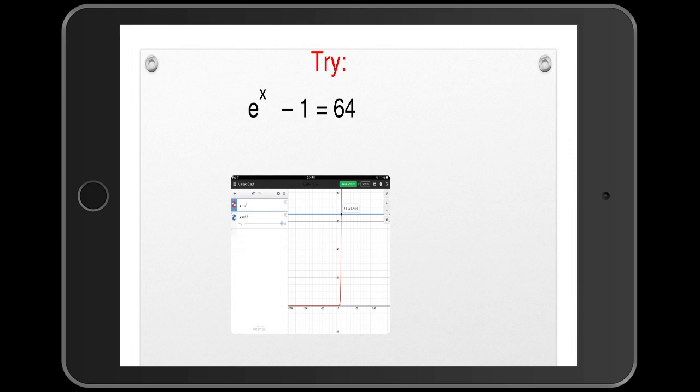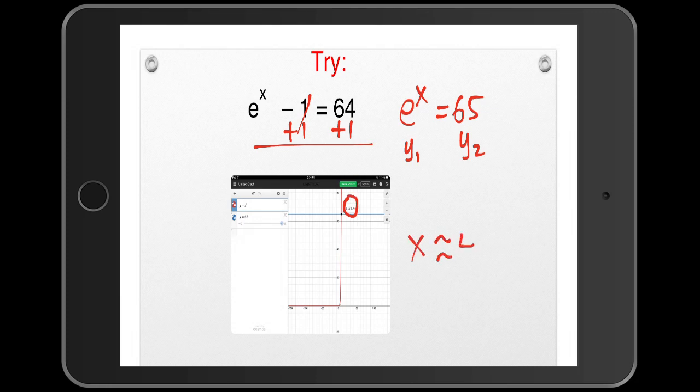I would actually, the first step, add 1 to both sides to make the equation a little cleaner. So I have y1 equals e to the x, and y2 is 65. Notice that I have already graphed those two on the same chart here, and also found where they would meet, which is right here. So the answer is actually x is approximately 4.17 where they would intersect. So that is the solution to this problem.